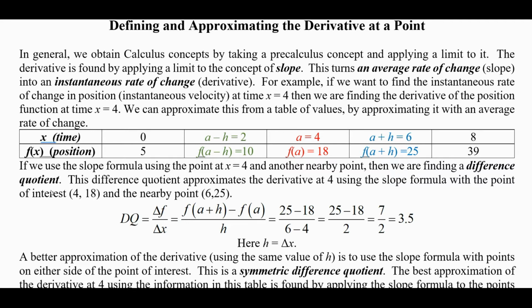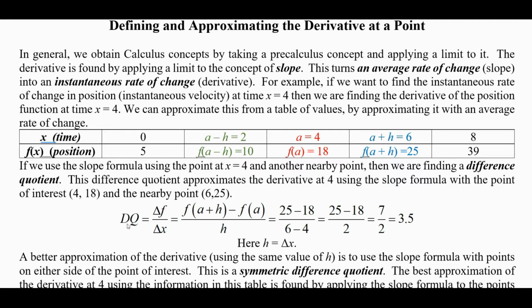Okay. If we use the slope formula using the point x equals 4, this red one, and another nearby point, say this blue one here, we're finding what's called a difference quotient. The difference quotient approximates the derivative at 4 using the slope formula with the point of interest, 4, 18, and a nearby point, this is 6, 25. And this uses an h of 2, which is the delta x, how far we changed x. So we went from 4 to 6. 6 minus 4 is 2. So that's the delta x, or h.